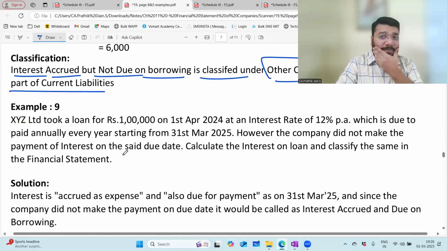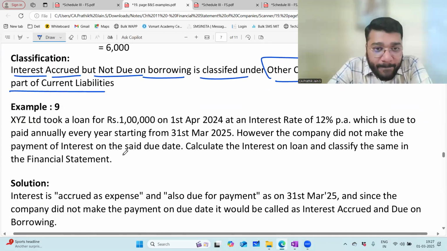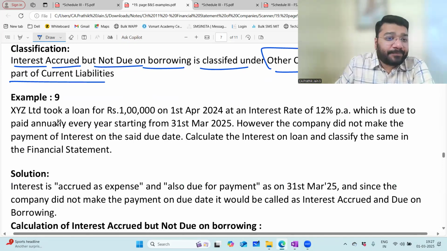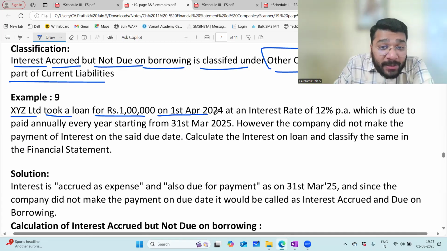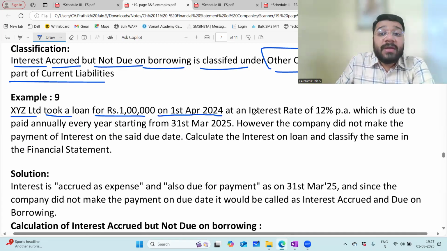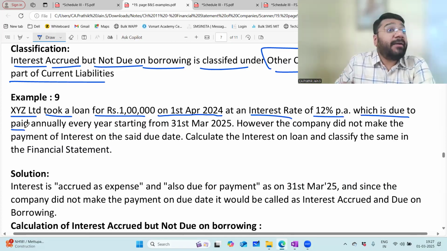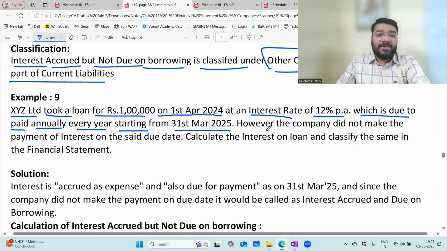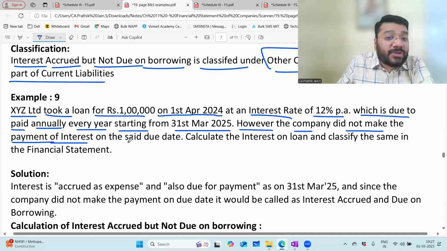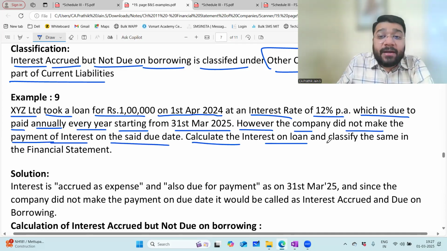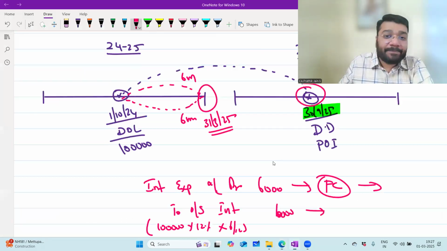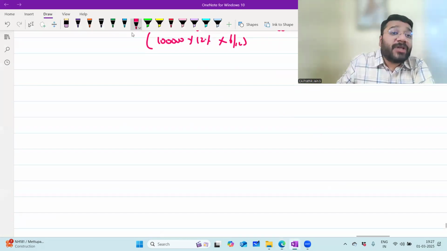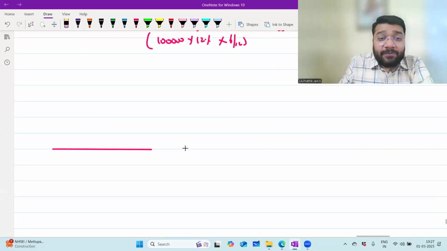Is the point clear? Online people, is the point clear? Yes, sir. Now comes the question. XYZ Limited took a loan of 1 lakh on 1st April 24, interest rate 12% per annum. Interest is due to be paid annually every year starting from 31st March 25. However, the company did not make the payment of interest on the set due date. Calculate the interest on the loan and classify the same in the financial statement. Now, which financial year did you take the loan? 24-25.